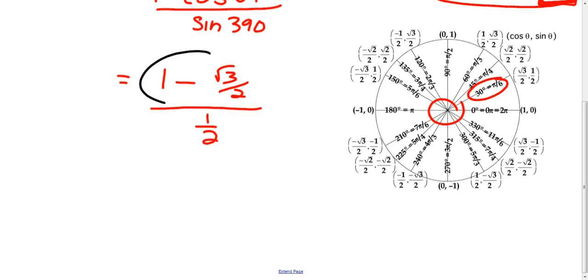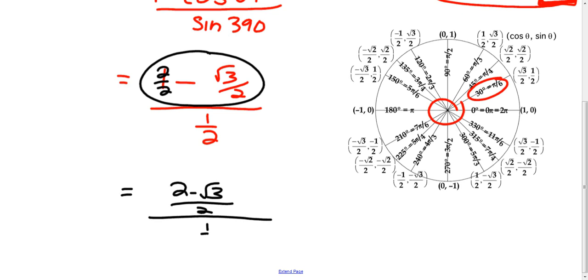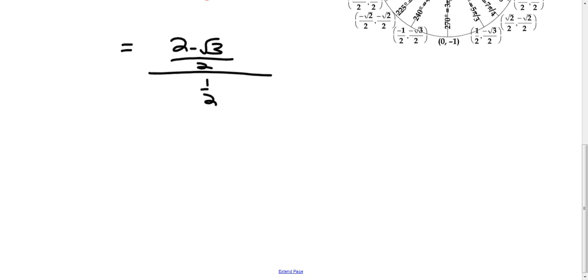Again, you need to get these two as one quantity, so I'm going to change that to 2 over 2 so that I have common denominators. And this becomes 2 minus root 3 over 2 all over 1/2. Okay, and then you can think about, instead of dividing by 1/2, you can multiply by 2 over 1. The 2's cancel, and you get 2 minus root 3.